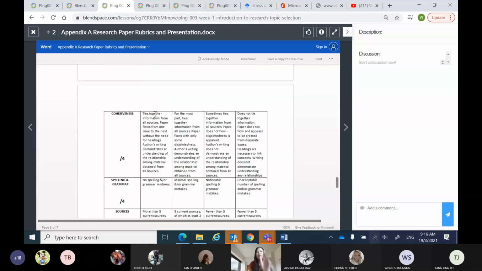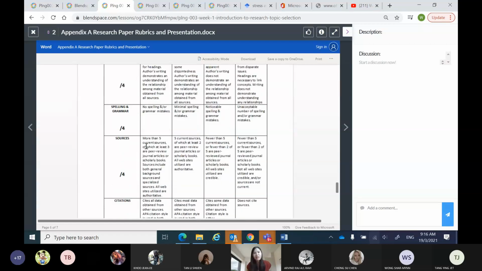Next is cohesiveness. You are going to take different information from different sources and write a piece. I want to see that all this information from all these sources is tied together properly and it flows, and you understand what you are writing, because I can see it from your analysis. So you have to analyze what all this means, so I can tell whether you understand what you are writing or whether you are copy and pasting. So there must be cohesiveness.